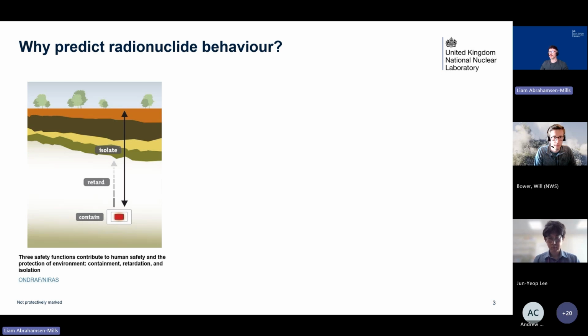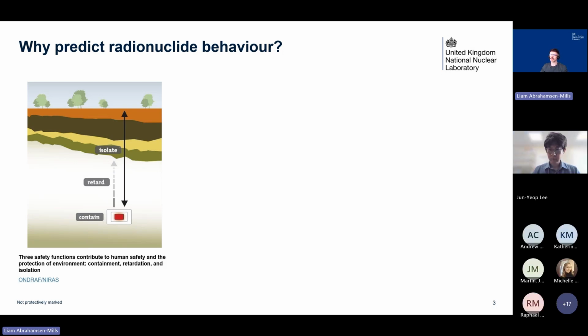So why do we need to predict radionuclide behaviour? The concept of geological disposal of nuclear waste involves isolating that hazardous waste and the hazardous radionuclides within it from the wider environment, from the biosphere. And that's made up of multiple components, from the waste form itself, engineered barrier systems which are designed to contain those hazardous materials, and then retardation of the migration processes through a geological barrier.